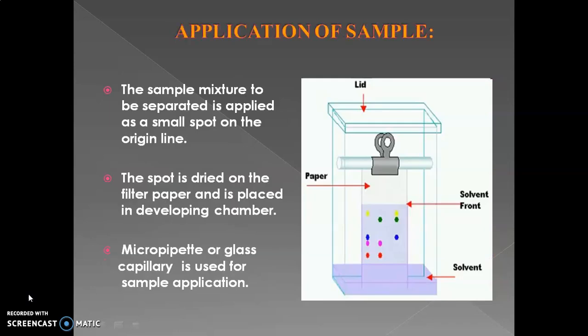Then application of sample. The sample mixture which has to be separated is applied as a small spot on the original line. The spot is dried on the filter paper and is placed in the developing chamber. A micropipette or glass capillary is used for sample application.